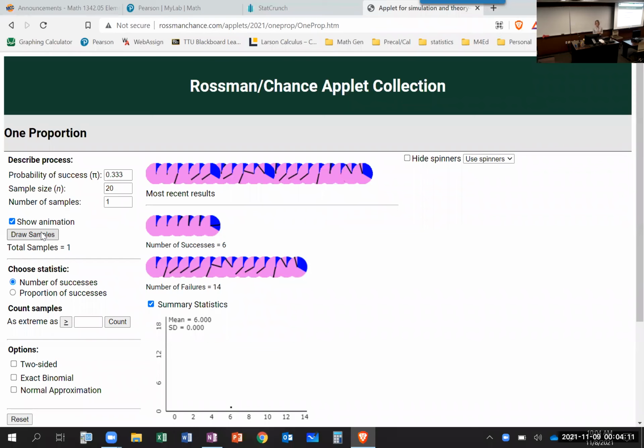And what we have here is we played one game. The results from my simulation said that the successes would be representing choosing scissors. So in my particular case, we had 6 out of 20 repetitions, 6 out of 20 rounds, where they chose scissors. So that was mine.